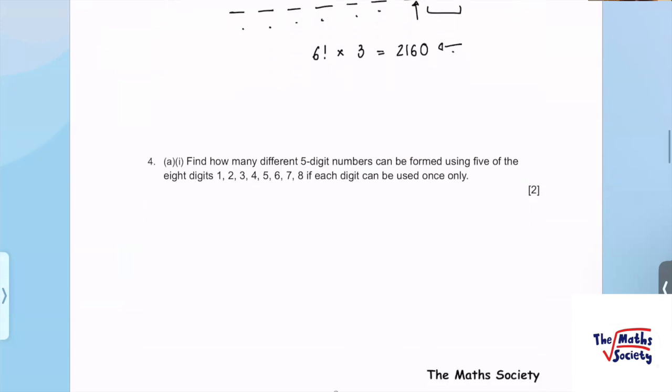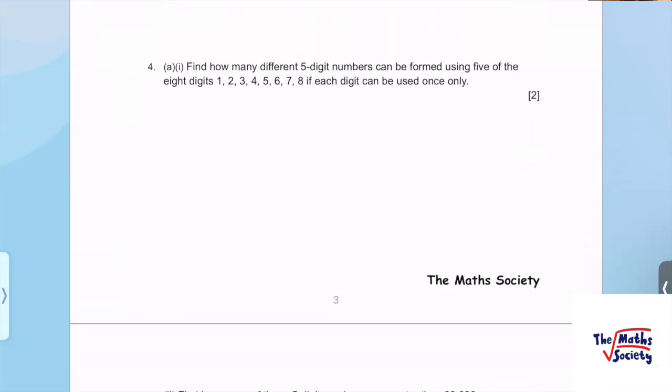And then moving on to question 4. Find how many different 5-digit numbers can be formed using 5 of the 8 digits. So you have 8 digits, you just need 5 digits. So 8P4, sorry, 8P5. You need 5-digit numbers, so 8P5, that's going to be 6,720.